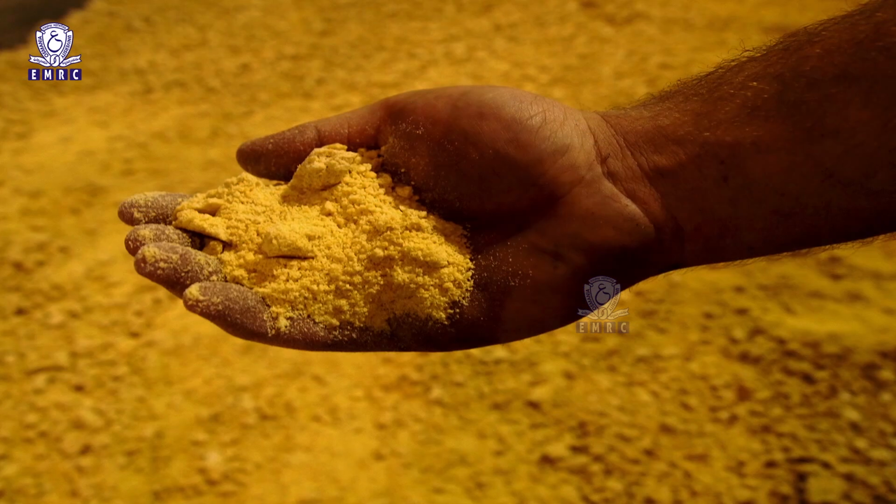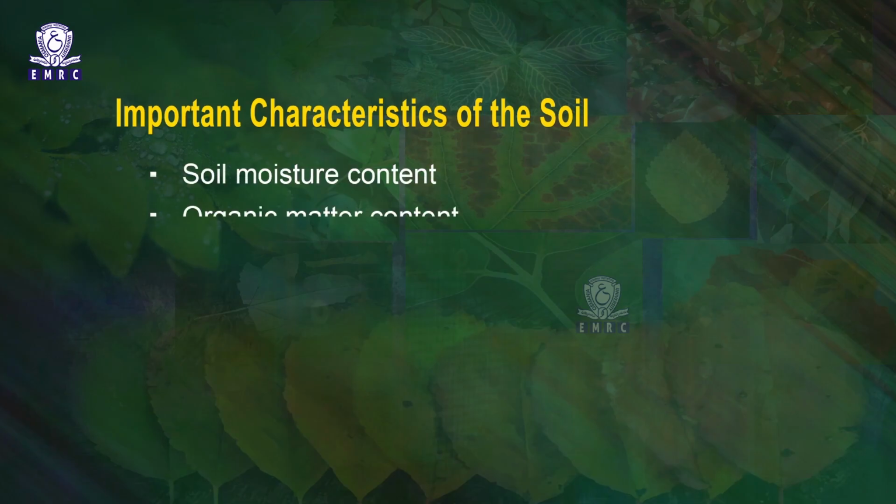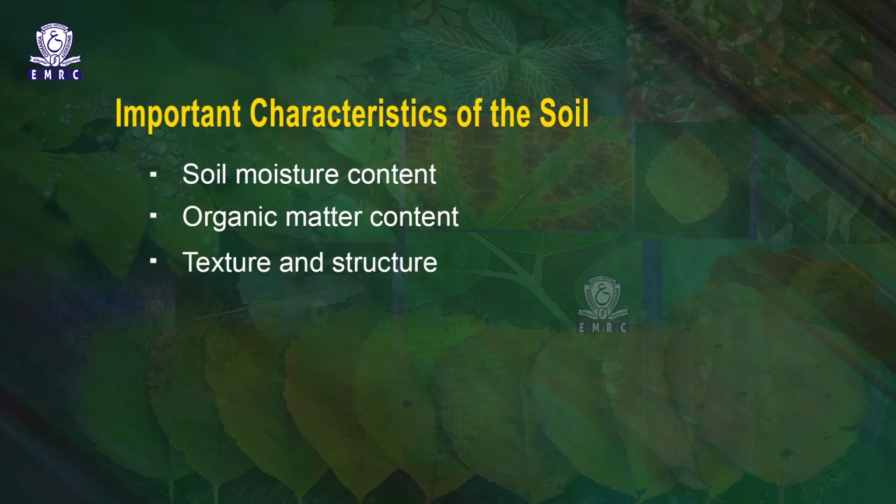It results in yellow color. According to Stoner and Baumgardner, 1981, there are four most important characteristics of the soil that determine the reflectance properties: soil moisture content, organic matter content, texture and structure, and iron oxide content.